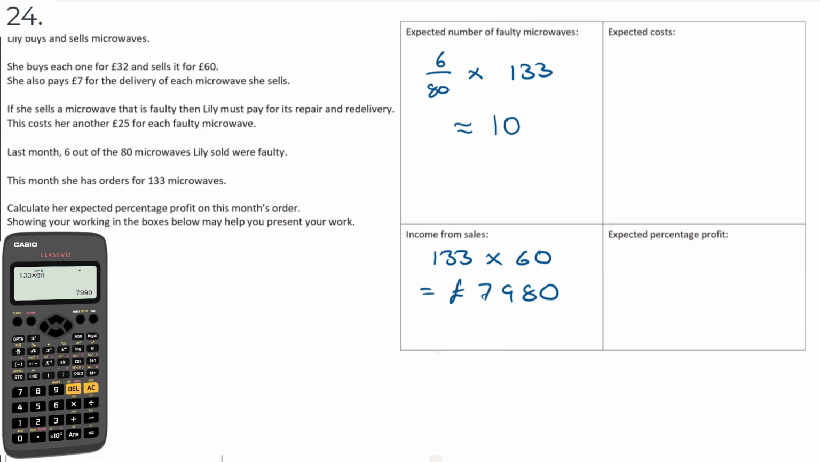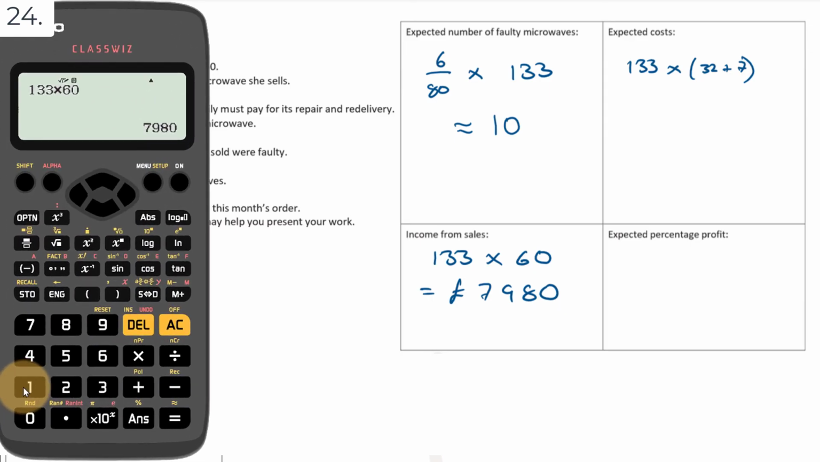What are her expected costs? Well, for each of the 133 sales, she needs to buy the microwave, which is £32, plus she needs to deliver it, which is £7. So those costs are for each of the 133 microwaves, isn't it? So what's that then? 133 times 39 essentially. 133 times 39 comes to 5,187. But that's the cost of the microwaves.